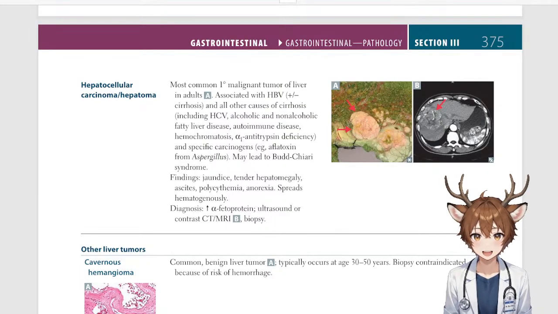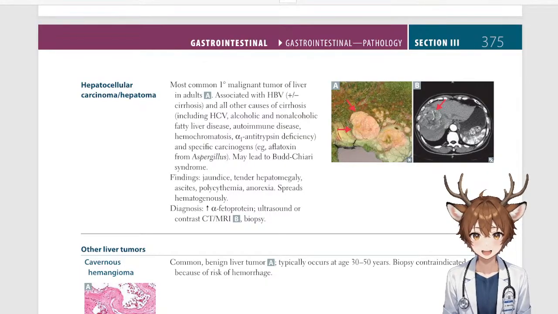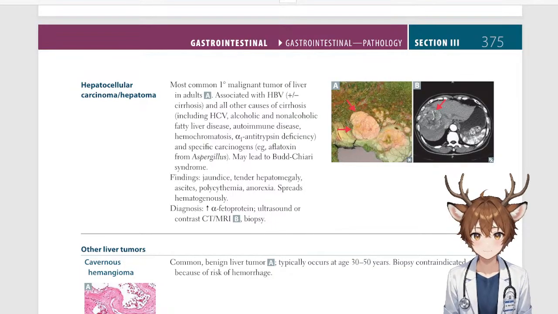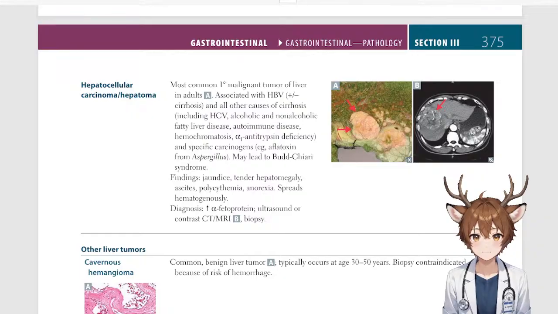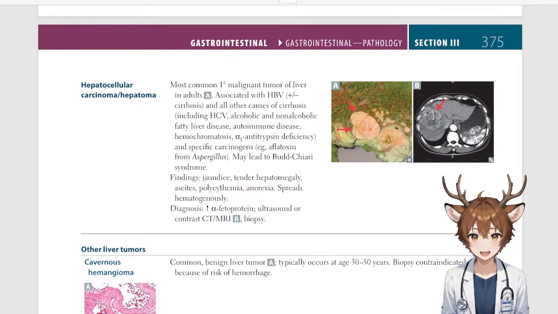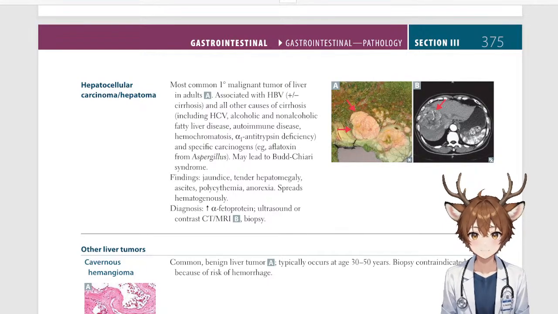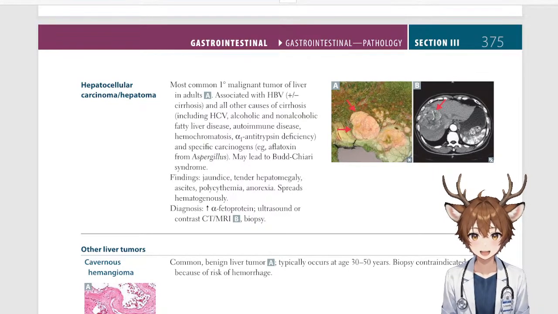Findings include anorexia, jaundice, tender hepatomegaly, may lead to decompensation of the previously stable cirrhosis, for example, ascites, and portal vein thrombosis. Spreads hematogenously. Diagnosis, ultrasound, screening, or contrast, CT, MRI. Confirmation would be biopsy if diagnosis is uncertain, recurrence monitored with serum AFP. And you can see, for example, the tumor right there in A, and you can see, for example, in picture B, the actual CT, MRI.